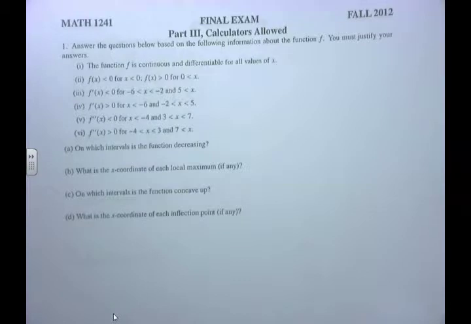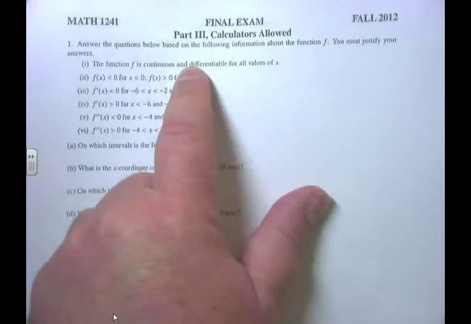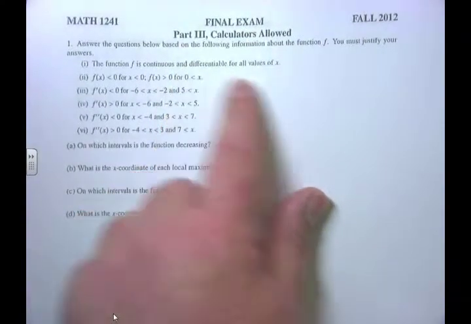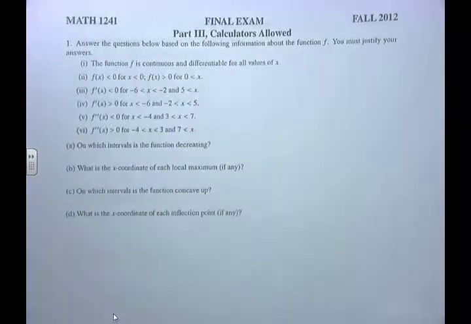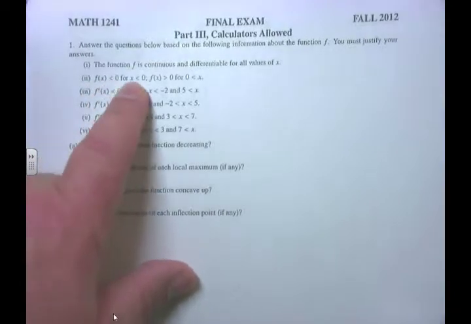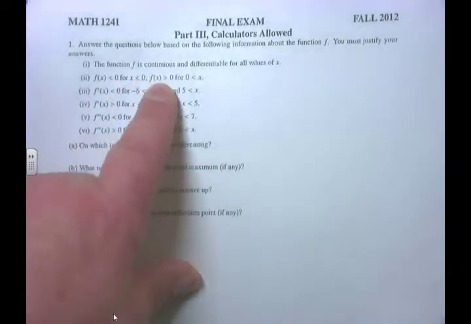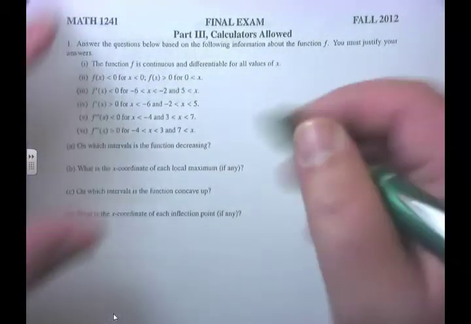Here we go. Answer the following questions below on finding the following information about y. Justify your answers. Number 1, the function is continuous and differentiable. That means it's smooth and continuous. I don't have any problems with vertical asymptotes or anything like that, or any kind of cusp or anything. Second thing, f of x is less than 0 for x less than 0, and f of x is greater than 0 for x's that are greater than 0, which tells me this.